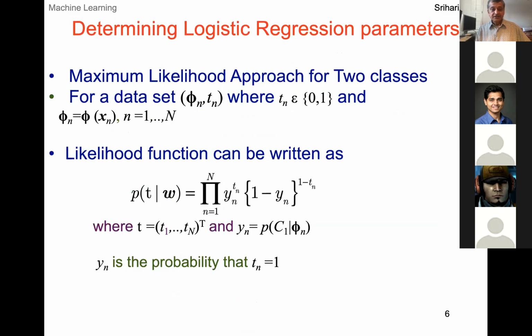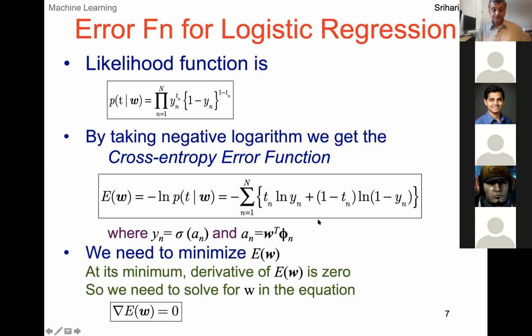Okay, let's see, determining logistic regression parameters. We've seen this before. We set up a likelihood function. The Bernoulli comes into play here. And then we have these y's, P of C1 given phi, in the form of a sigmoid. And so we plug those things in. And by taking the negative logarithm of this quantity, which is the likelihood, we get the cross entropy. This is how we end up with cross entropy.